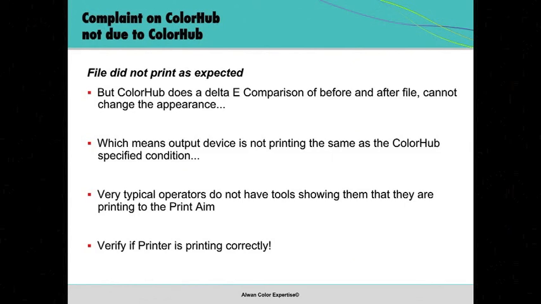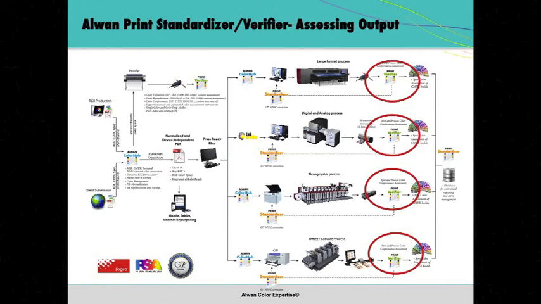So we've provided operators with tools that show them that the output device is printing to the right printing aim, i.e. the HP in match mode is printing to, let's say, my RPC5, and my Acuity is printing to RPC6. And it tells the operator, as they're doing their production work, that the device is printing right.